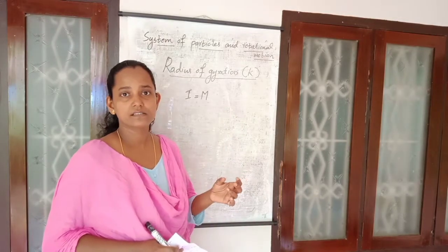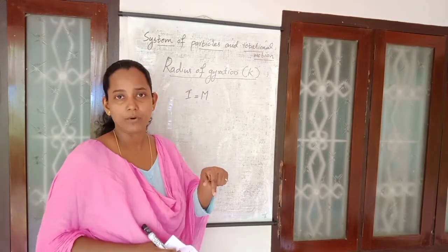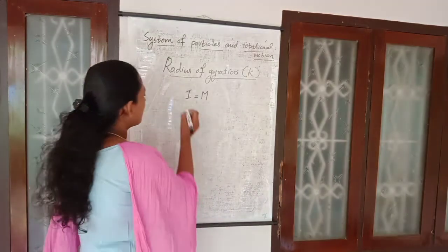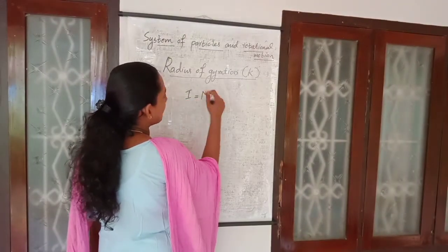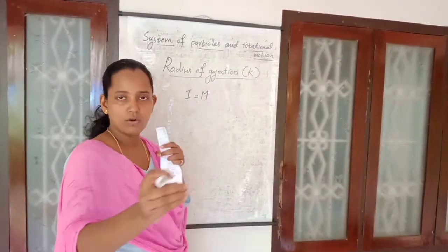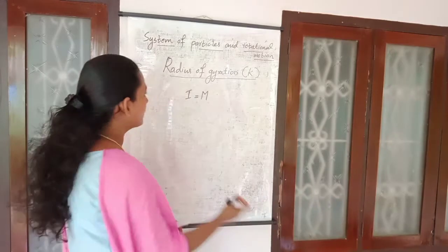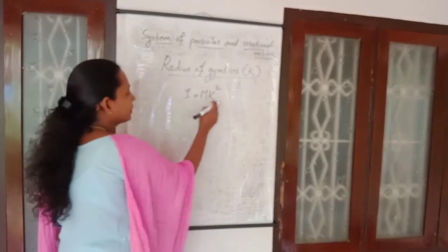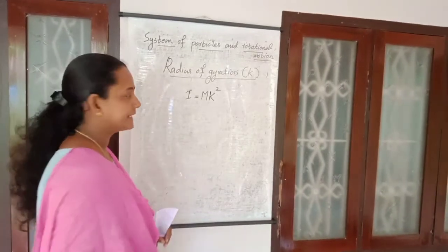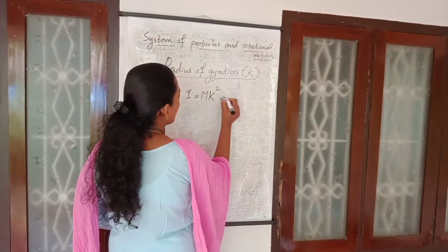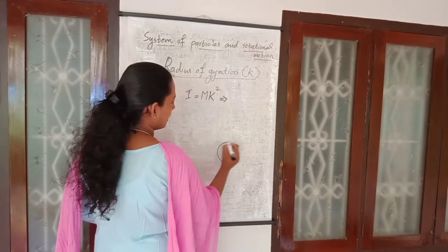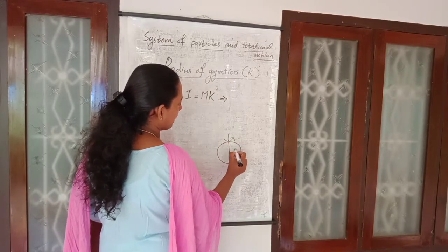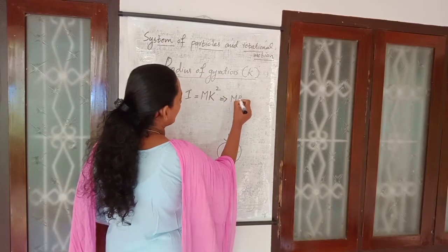In all cases, the axis of rotation will not be inside the body. In some cases, we choose the axis of rotation outside the body also. So if moment of inertia I is equal to m r square, where r stands for the position of the particle from the axis of rotation, instead of that, if you write that distance as k, you can write the formula as I is equal to m k square. And in your textbook, you can see that the moment of inertia of a ring about an axis, with radius r, is m r square.